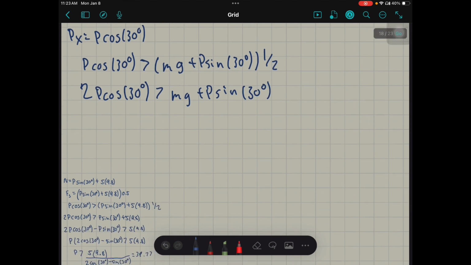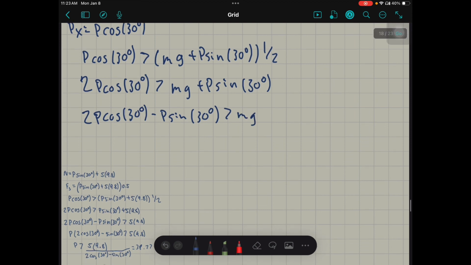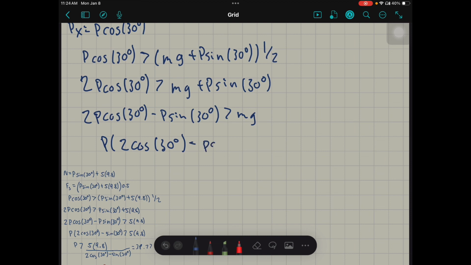Now we have to get this P to the other side because we want to isolate it. So we have 2 P cosine of 30 degrees, and we're going to subtract P sine of 30 degrees, which is greater than mg. Okay, now from here, we can take out the P. So we have P times 2 cosine 30 degrees minus sine of 30 degrees, greater than mg.